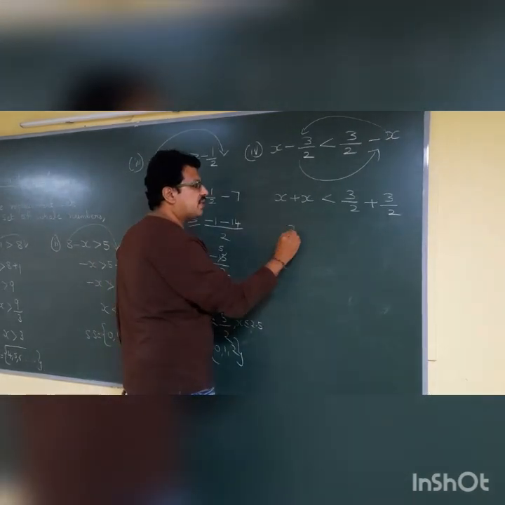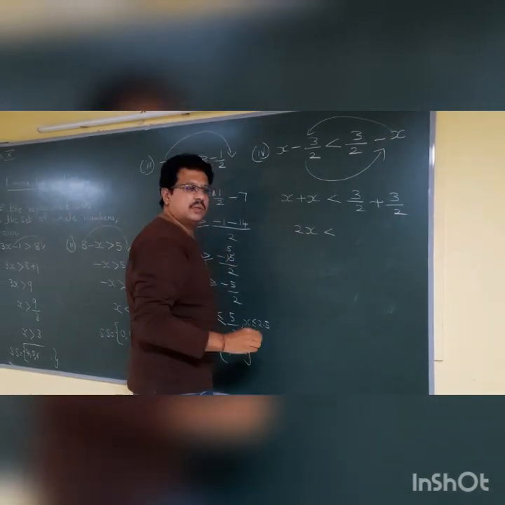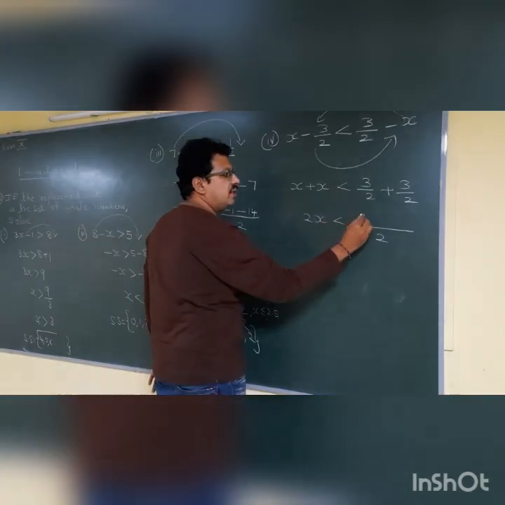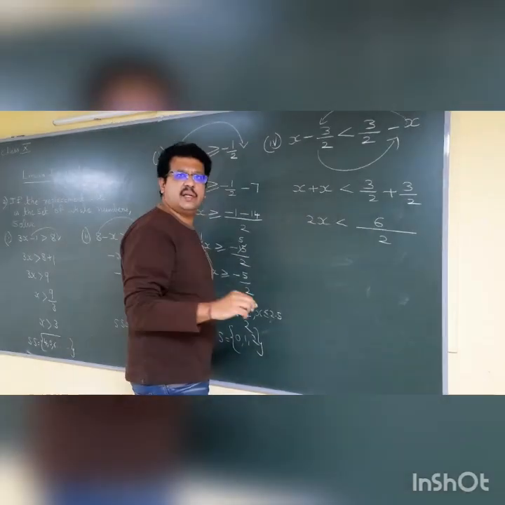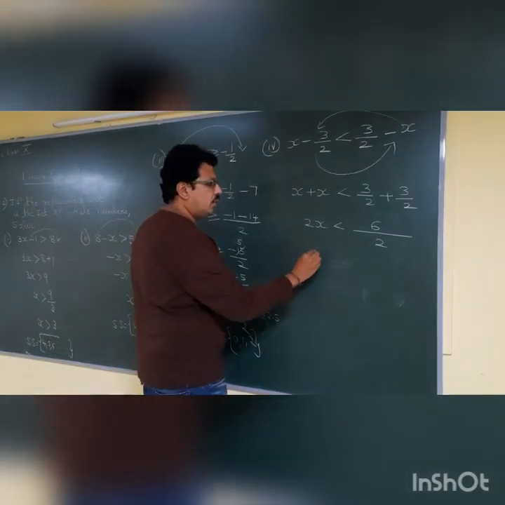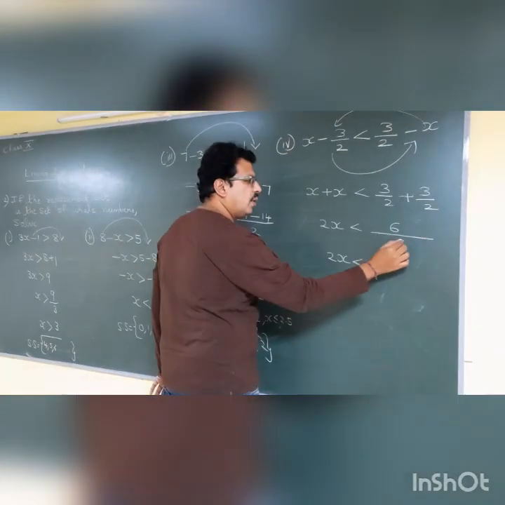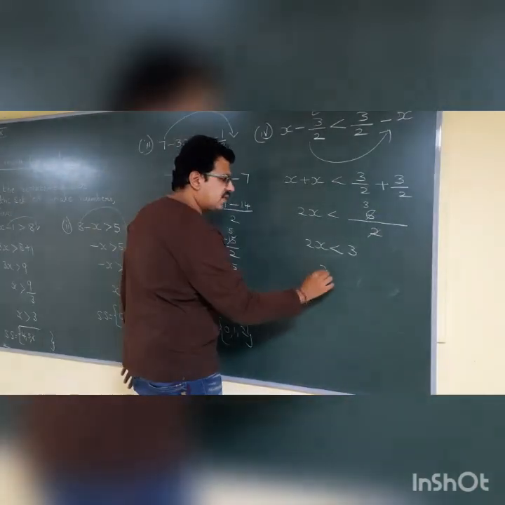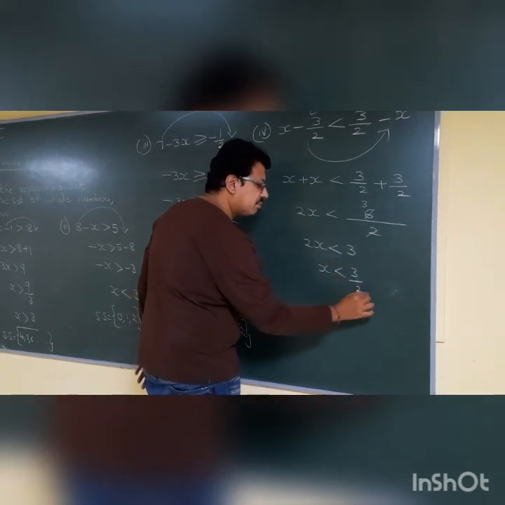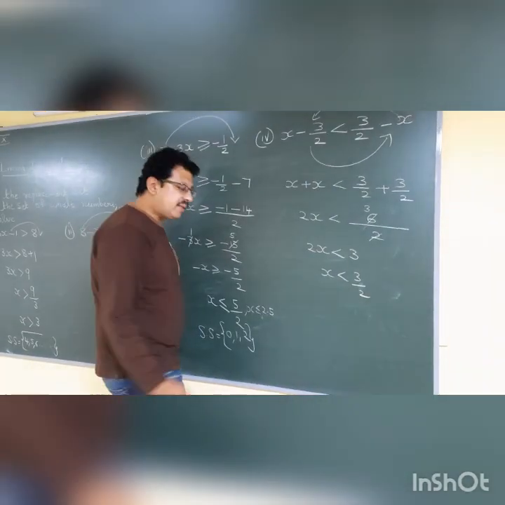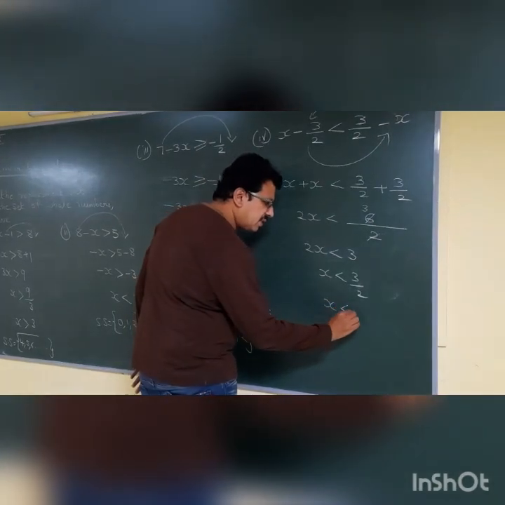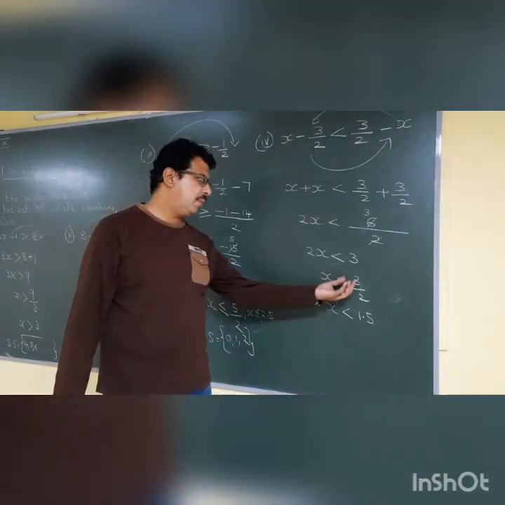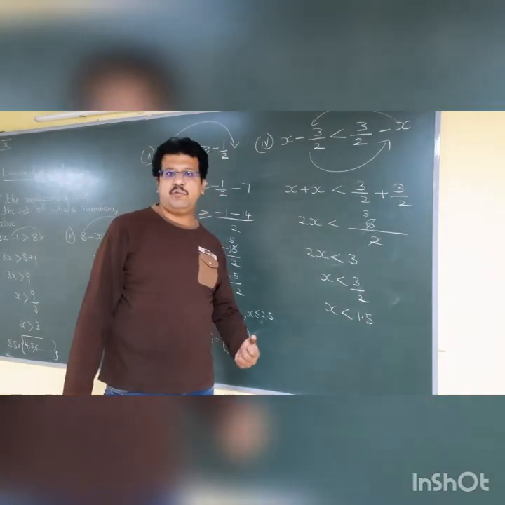So it becomes 2x less than, so here 2 is the LCM, you can just see 2 is the LCM. 3 plus 3 is 6, we can directly take it as 6 here. So 2x is less than 2 ones are 2 and 2 threes are 6, so it is going to be 3 here. So x is less than 3 by 2. X is less than 3 by 2 means x is less than 1.5. You don't have to write in decimal, just to show you people, 3 by 2 is nothing but 1.5.